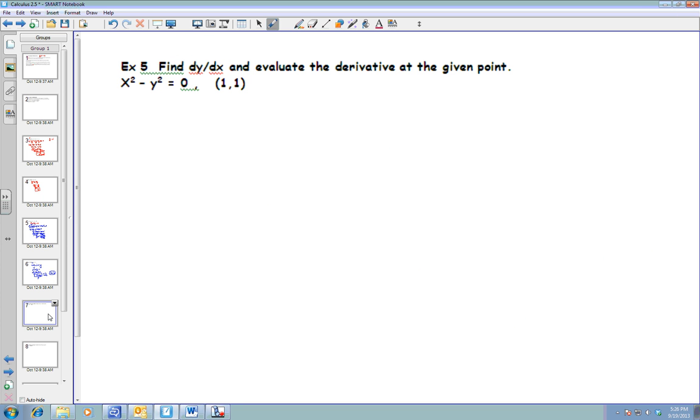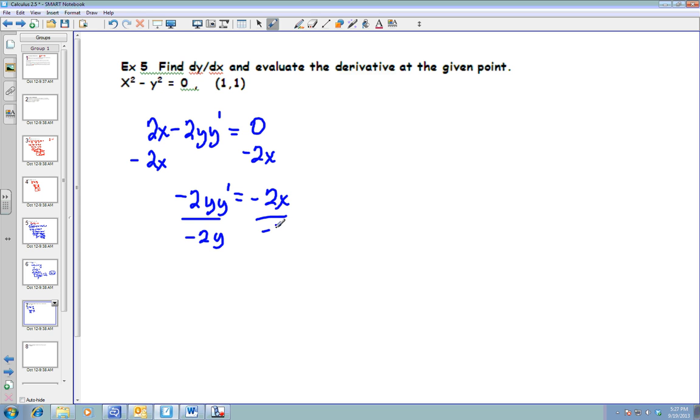Okay, example 5. Find dy dx and evaluate the derivative at the given point. So we're going to find the derivative. The derivative of x squared is 2x minus derivative of y squared is 2y y prime. Derivative of 0 is 0. I'm still solving for y prime, so I'm going to subtract 2x. Negative 2y y prime equals negative 2x. Divide by negative 2y. So y prime equals, my negative 2s cancel, and I get x over y.